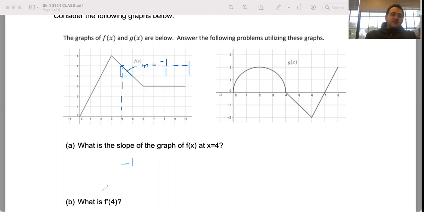And then the calculus version of this question is, what is f prime of 4? So f prime of 4 is the same thing as saying, in plain English, what is the slope at x equals 4. If you take the derivative notation and translate it into plain English, you can turn a calculus question into an algebra 1 question, and this will give you the same answer.